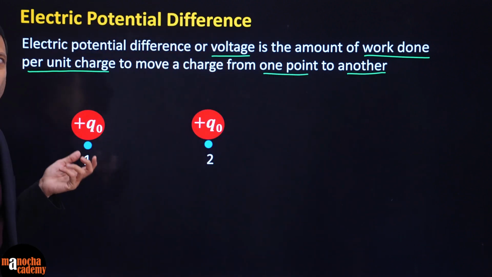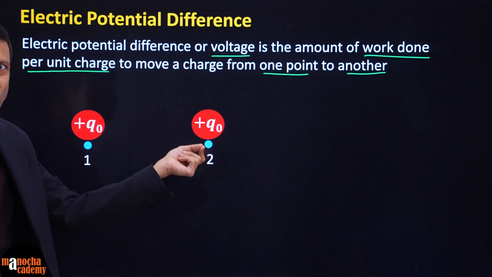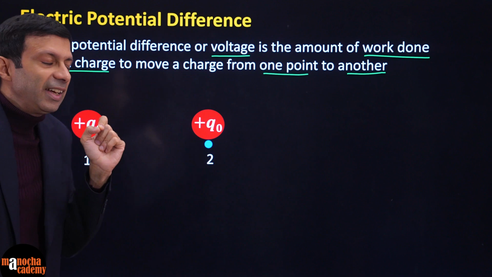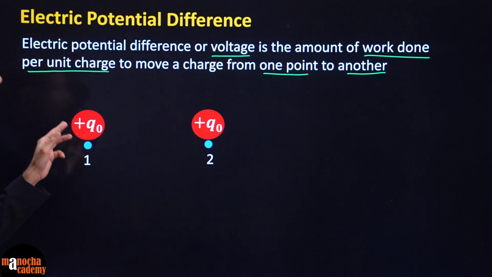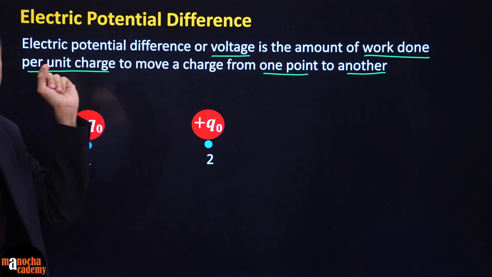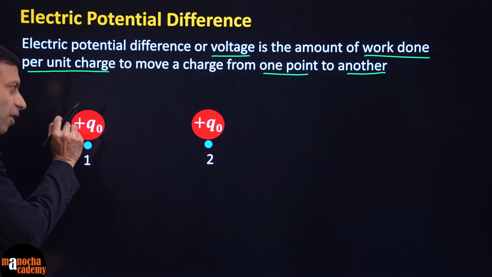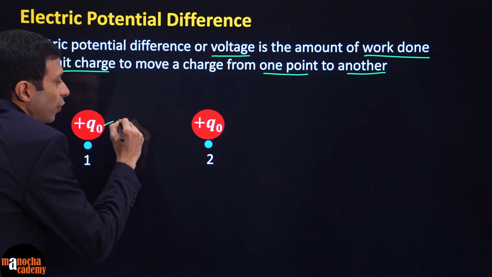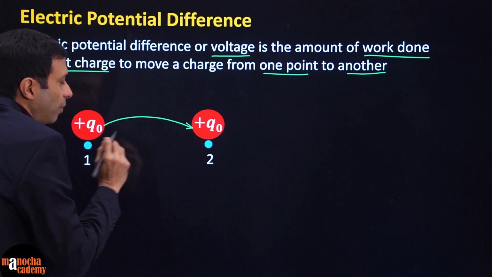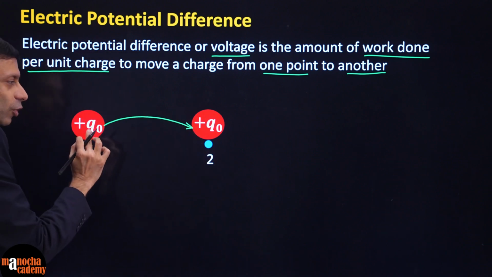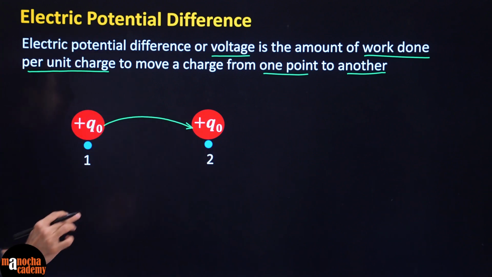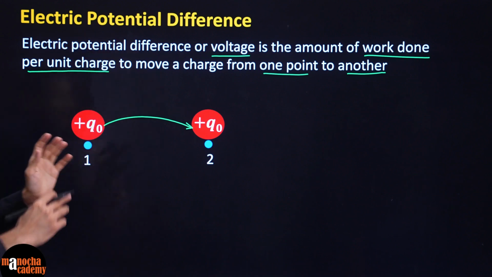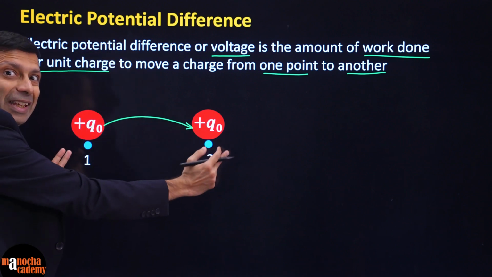So imagine we have 2 points here, point 1 and point 2, and we have picked up a tiny test charge. It's a positive charge which we are going to label as plus Q naught. And we are moving this charge from point 1 to point 2. Then what does electric potential difference say? The potential difference between these 2 points.